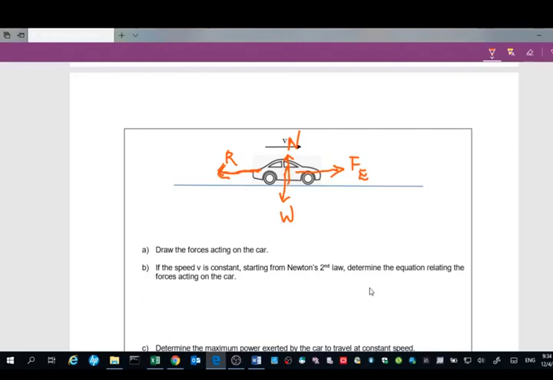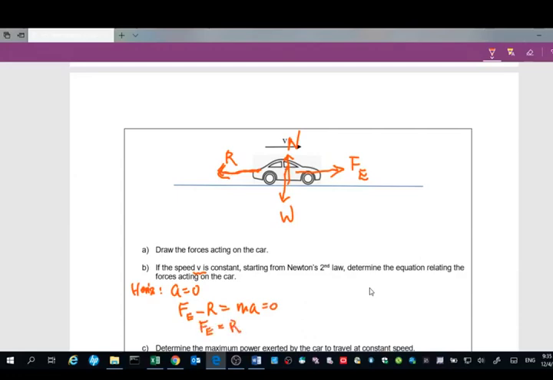Okay. So first, part B here: speed v is constant. v is constant means a equals 0. The horizontal acceleration is 0. So therefore the horizontal forces must be equal in magnitude. So Fe minus R equals ma in the x direction, which equals 0. It's in the horizontal direction. So Fe equals R.